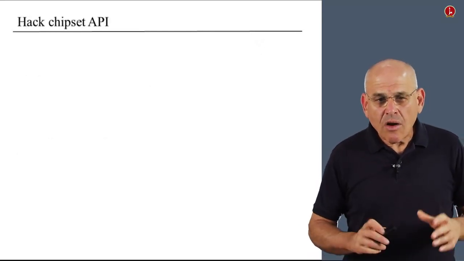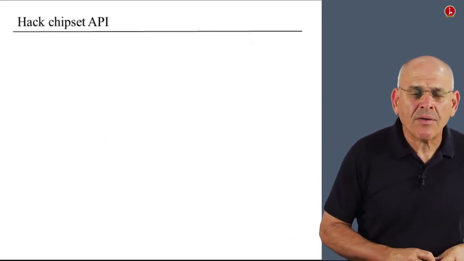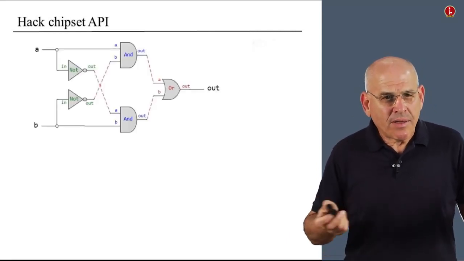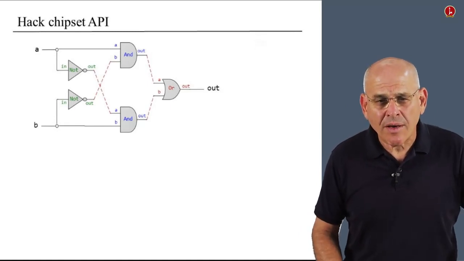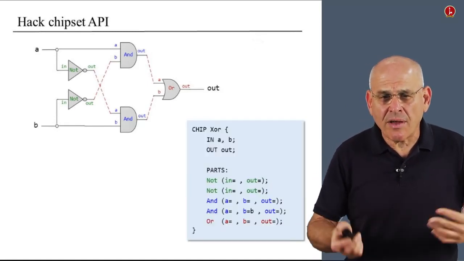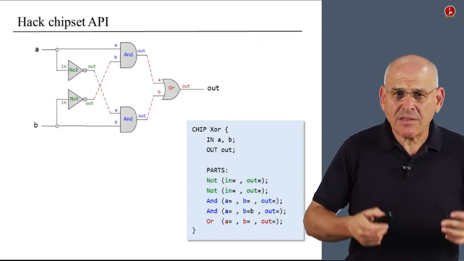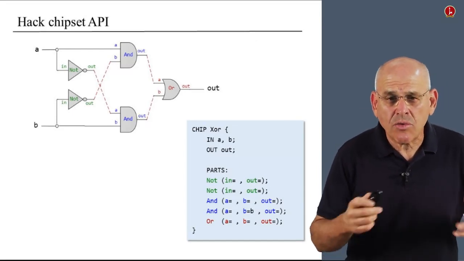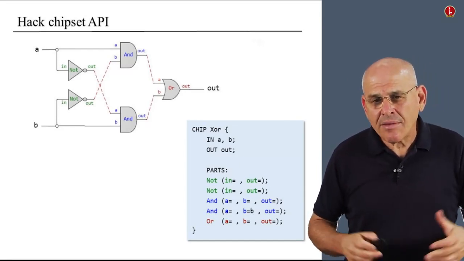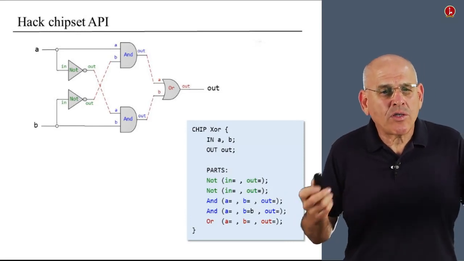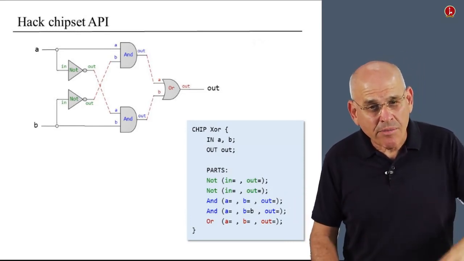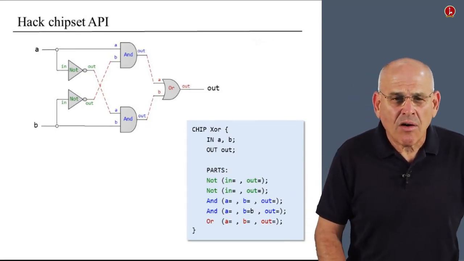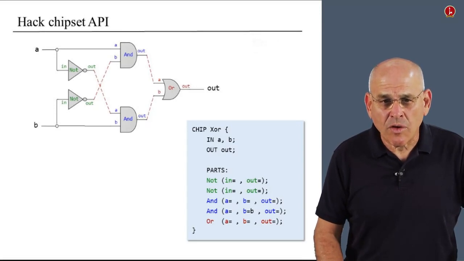Project One. In closing, I would like to say a few words about what we call the Hack Chipset API. When you build a particular gate diagram like this one, you're going to use all sorts of chip parts. In this case, 2 AND gates, a single OR gate, and 2 converters, or 2 NOT gates. And the question is, how are you supposed to know what are the names of the input and output pins of every one of the gates that you want to use?